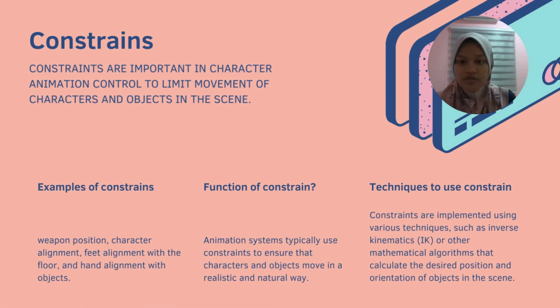And next is constraint. Constraints are important in character animation control to limit the movement of characters and objects within scenes. Examples of constraints are weapon position, character alignment, feet alignment with the floor, and hand alignment with an object. And the function of constraints is that animation systems typically use them to ensure the characters and objects move in a realistic and natural way. The technique to use constraints is to use various methods such as inverse kinematics (IK) or other mathematical algorithms.